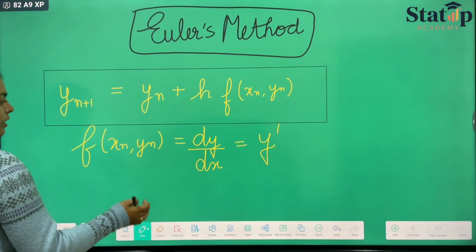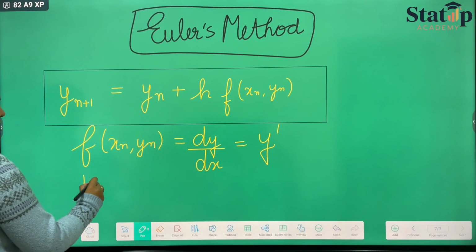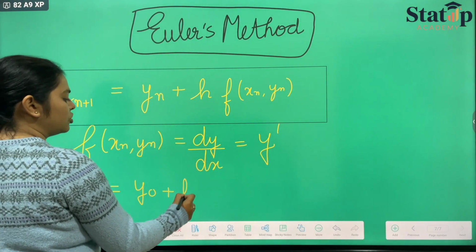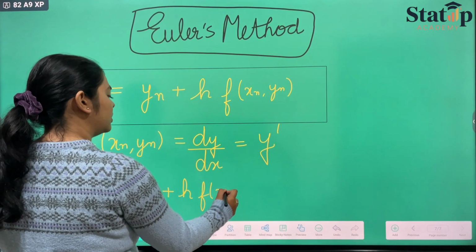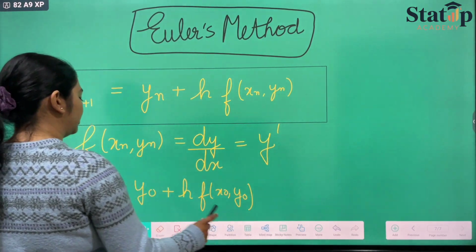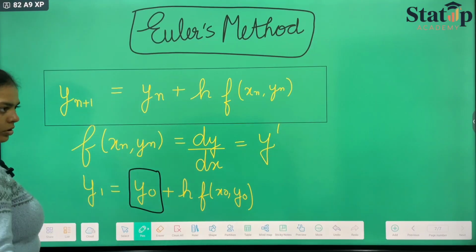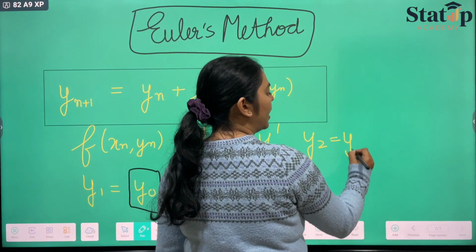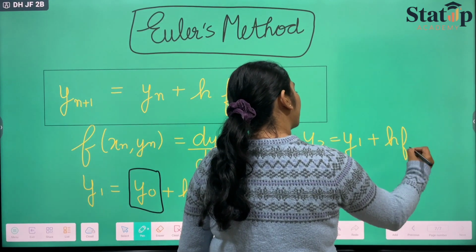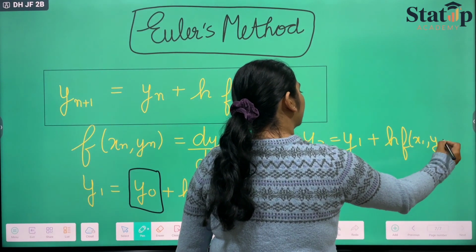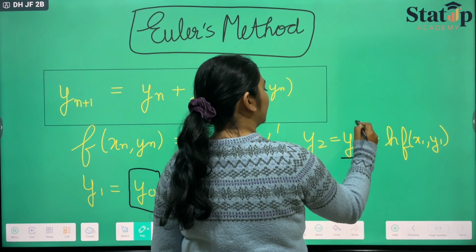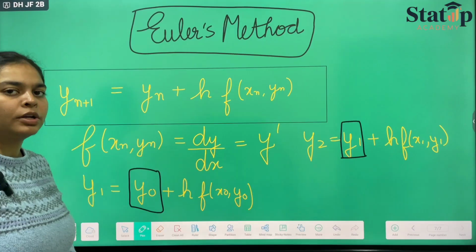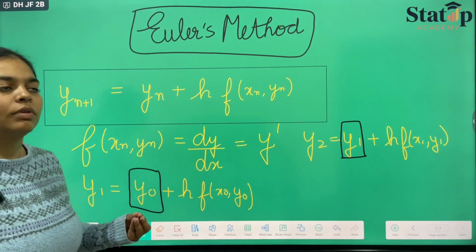Suppose we have to find Euler's method for the first term, then it is y naught plus h into f of x naught and y naught. In Picard's method, we used to keep this y naught common in all the terms, but here if we have to calculate y2, then it will be equal to y1 plus h of f of x1, y1. As you can see here, we have taken y1 instead of y0. So it is a step-by-step method. As we move on, we'll find that we are moving in steps.